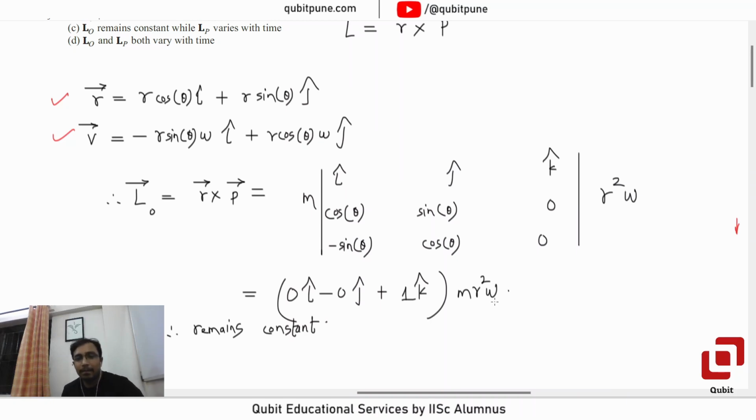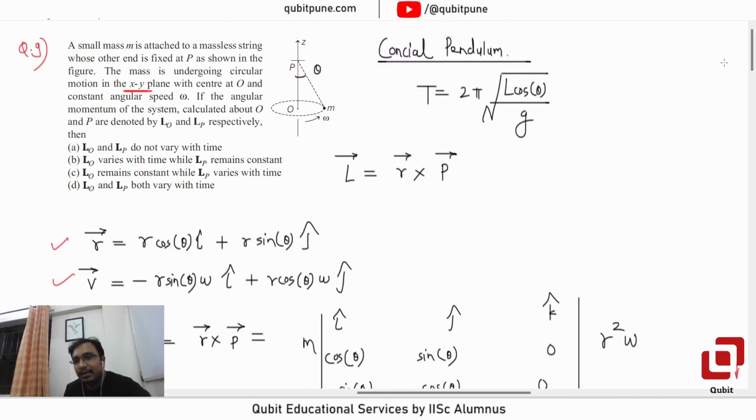Is that clear? It remains constant both in magnitude and in direction. And we perhaps knew this result. In UCM, the angular momentum is always constant, both in magnitude and direction. Constant angular speed means it is uniform circular motion. Now let us think about finding its angular momentum about point P.